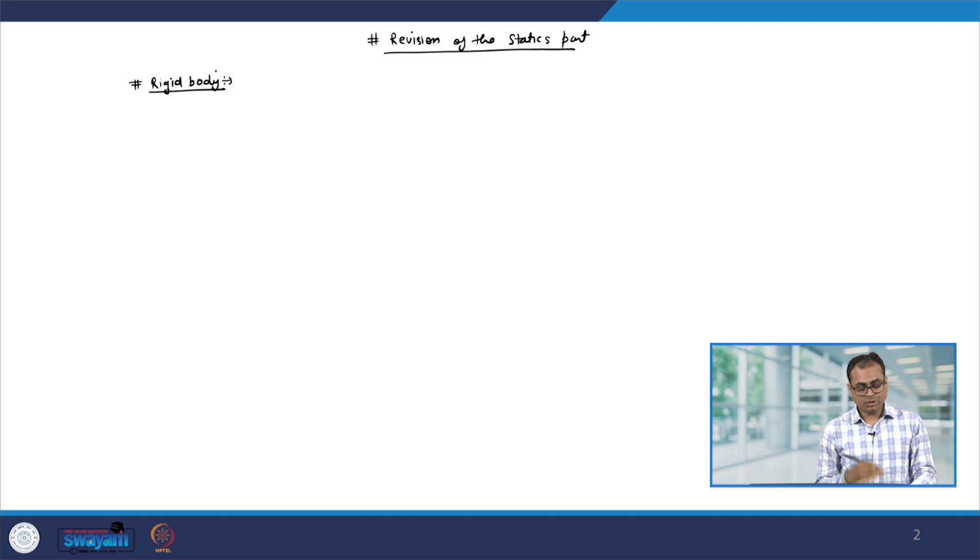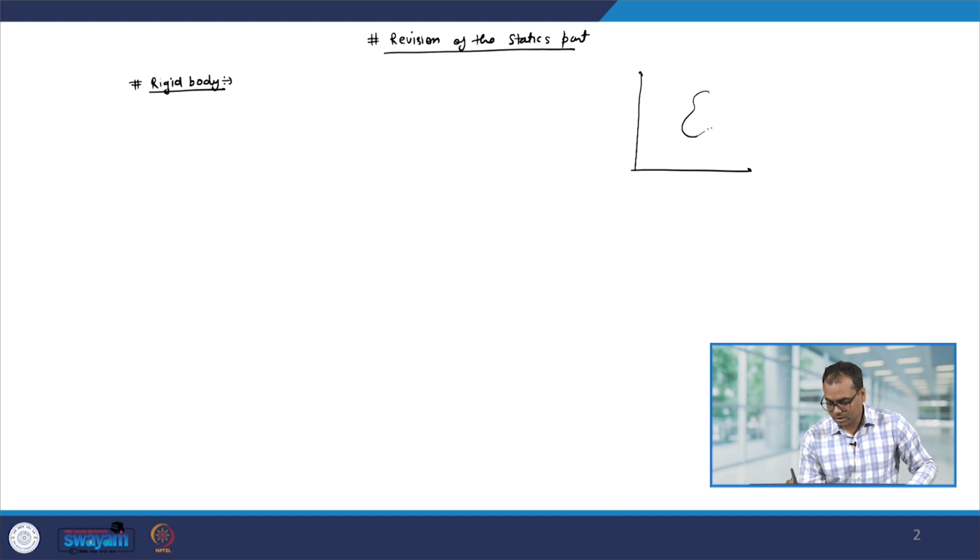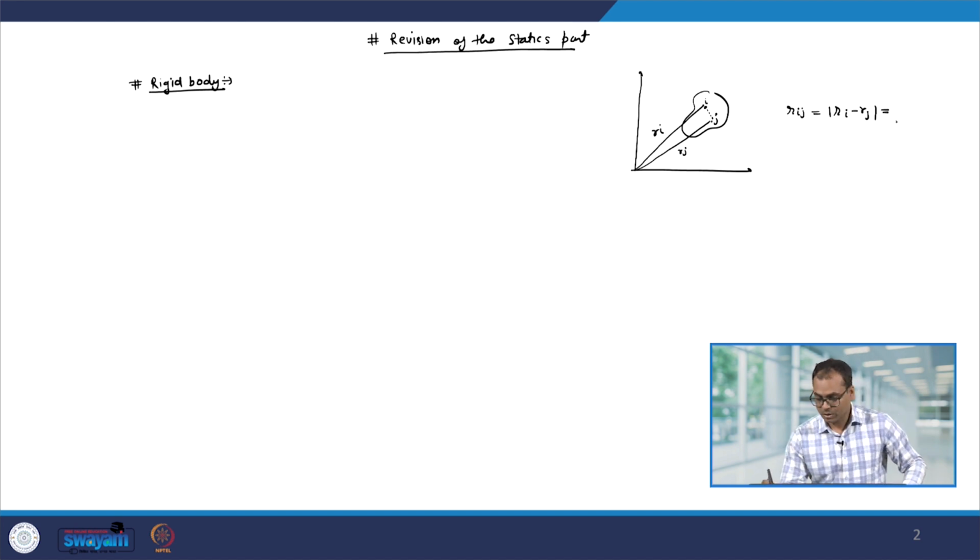A rigid body does not deform under the action of the forces. So, suppose I have this rigid body and let us say I have the ith particle and the jth particle, and let us say from the origin the position vector is Ri and Rj. In that case Rij, which is the spacing between the particles, is |Ri minus Rj|. It has to be constant under the action of force. So, Cij is constant, and this is true for all i and j.